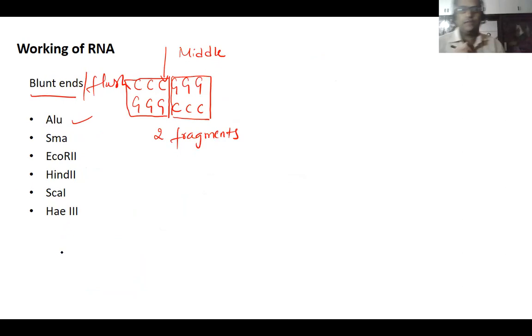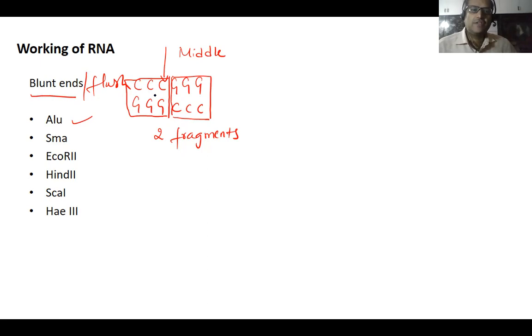Now, another kind of working, where we have to understand the concept, will give blunt ends, whereas the earlier ones give sticky ends. If that is the case, which one will you prefer for the genetic engineering working principle? Obviously, sticky ends have to be taken for the process, because they are very easy for the further joining purpose. Blunt ends are also called flush ends.